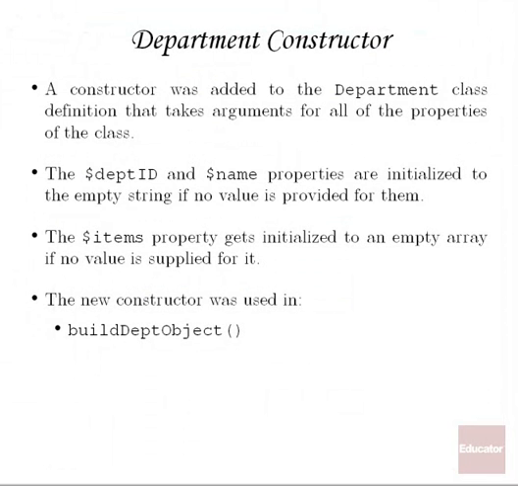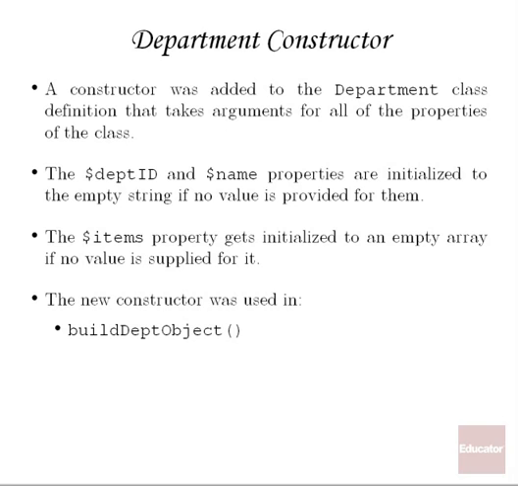So we've basically done the same thing for our department class. We've just created a constructor for it, and it takes arguments for all of the different properties that a department has: its name, its department ID, and then the items, which is an index array of all the item IDs of the items in the department.